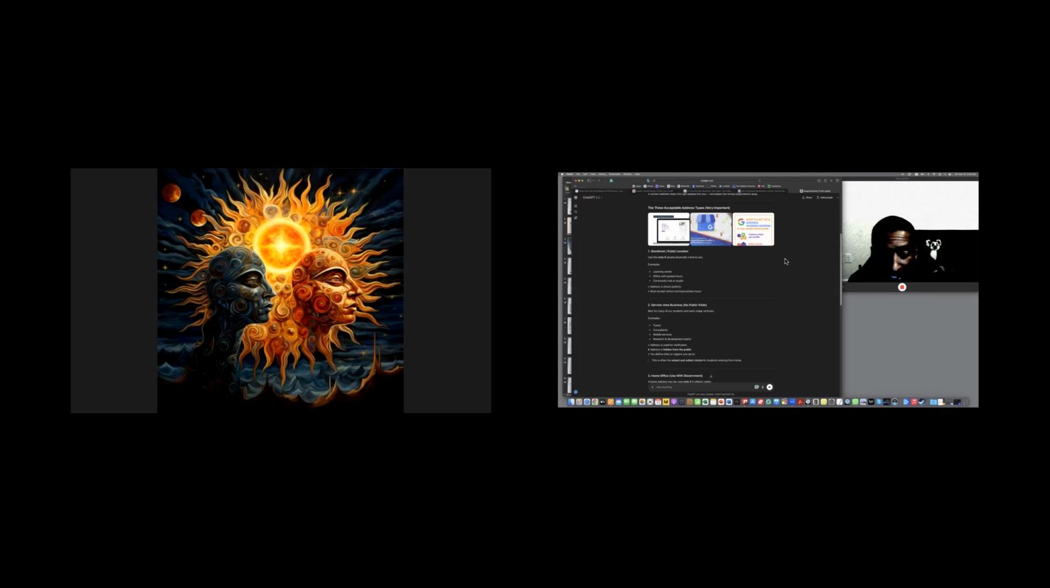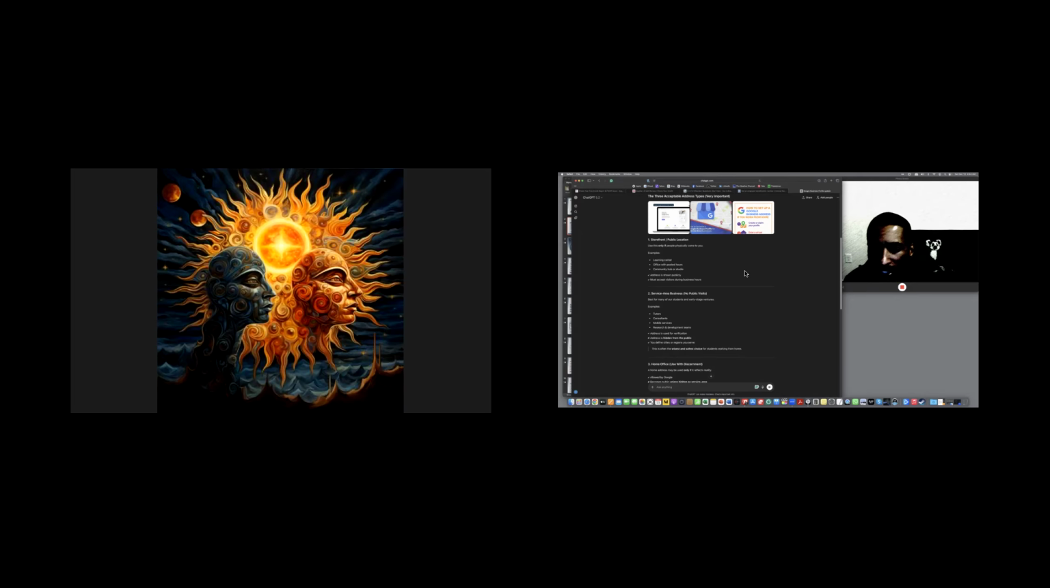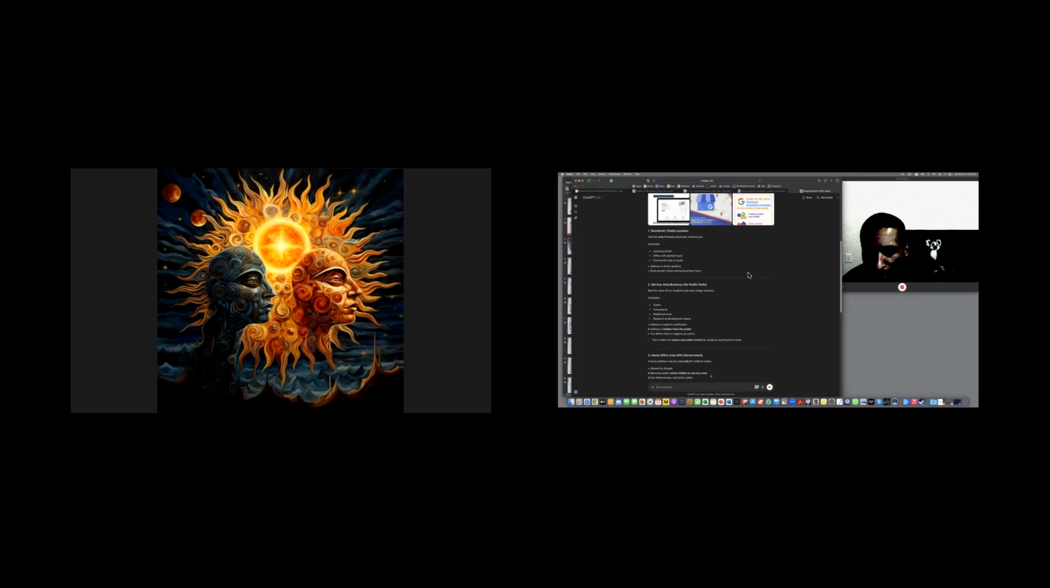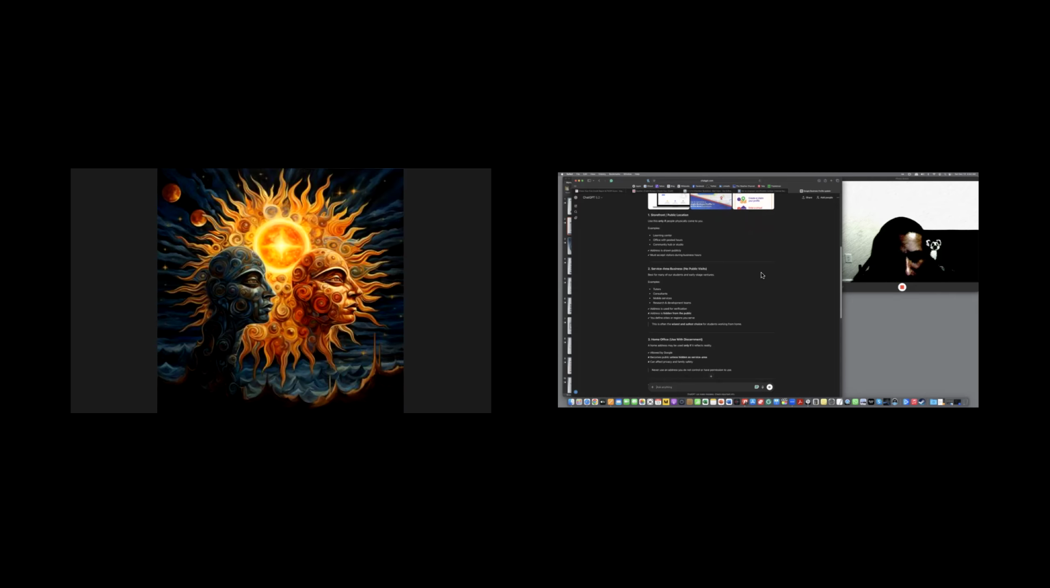Number two, service area businesses, no public visits. Best for many of our students in early stage ventures. Examples: tutors, consultants, mobile services, research and development teams. Your address is used for verification, but the address is hidden from the public. You define the cities or regions that you serve, and this is often the wisest and safest choice if you work from home. Again, this is a service area business address.